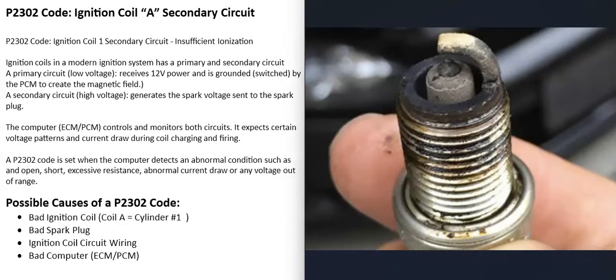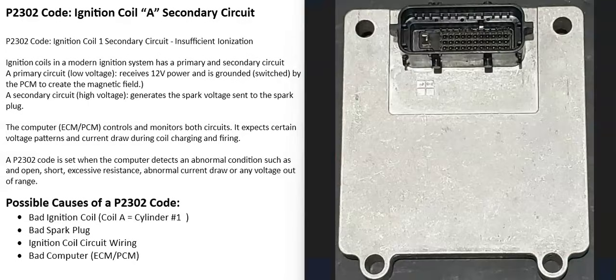So if the ignition coil tests good and there's no problem in the wiring, then you can remove the spark plug and be sure that it looks like it's good, because the next thing that could cause this is a bad spark plug. And the last thing on the list is going to be a bad computer. And this would be like a bad engine control module or a bad powertrain control module. This isn't going to be too common. It is kind of rare for a computer to go bad.